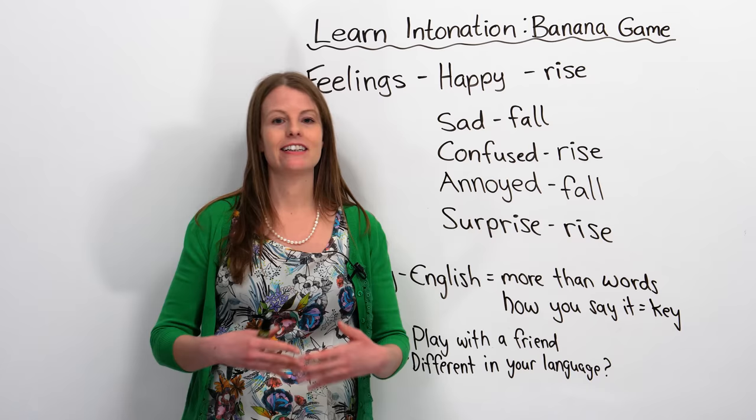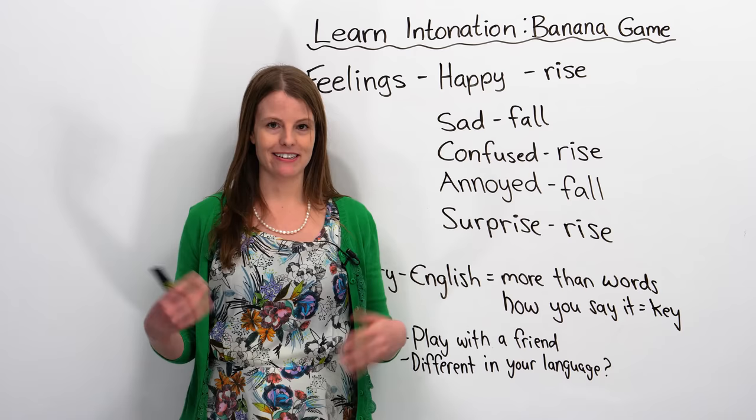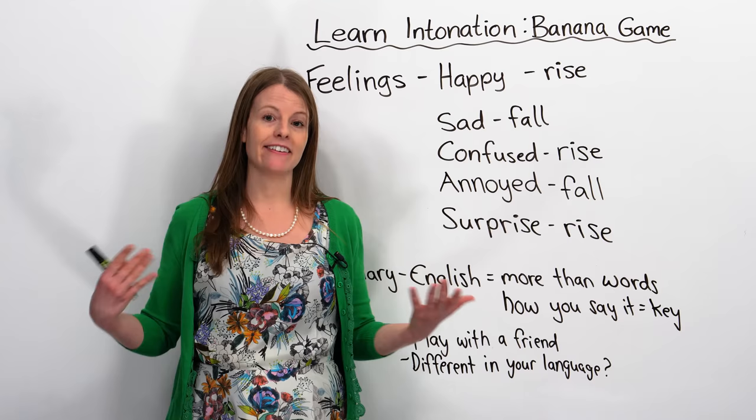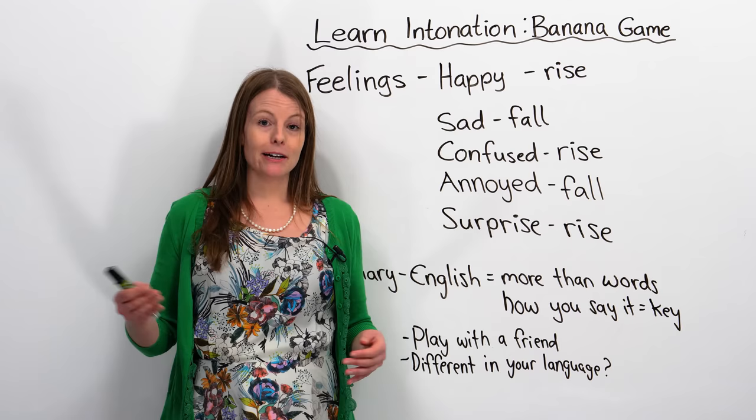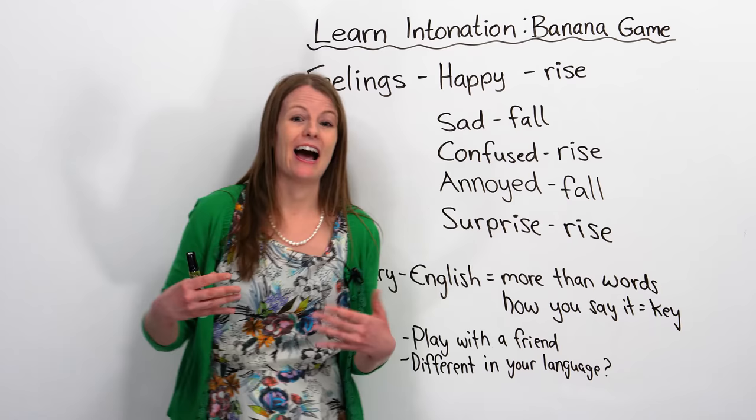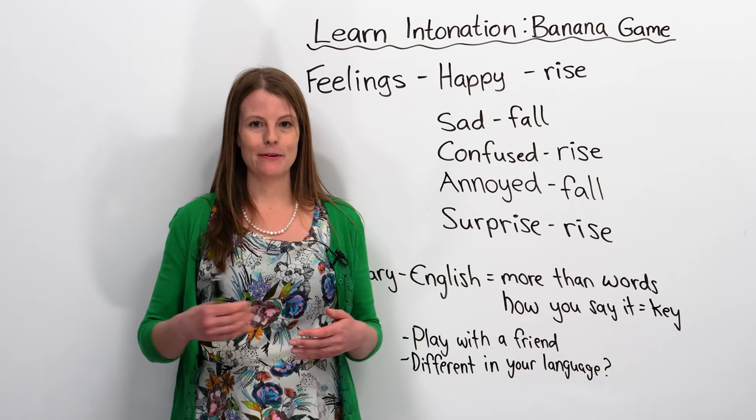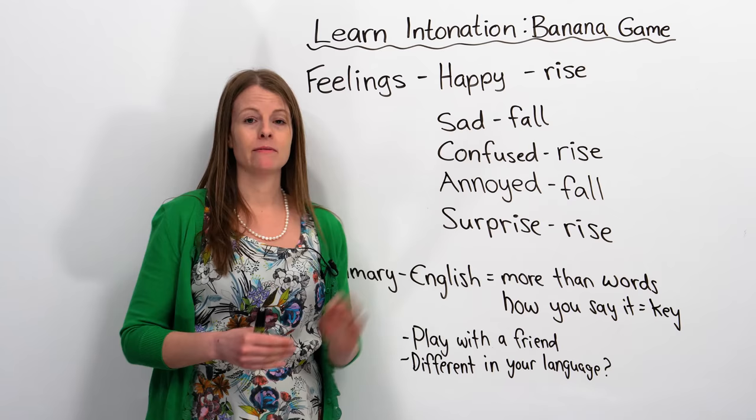The first feeling is happy or excitement. So you'll notice intonation rises when we're trying to express happiness. Okay, so for example, with banana, banana, banana. Or let me think, it's kind of hard to say banana happy, but banana, banana, banana. Okay, banana. So it kind of goes up. For sad, it falls. Banana, banana, banana.